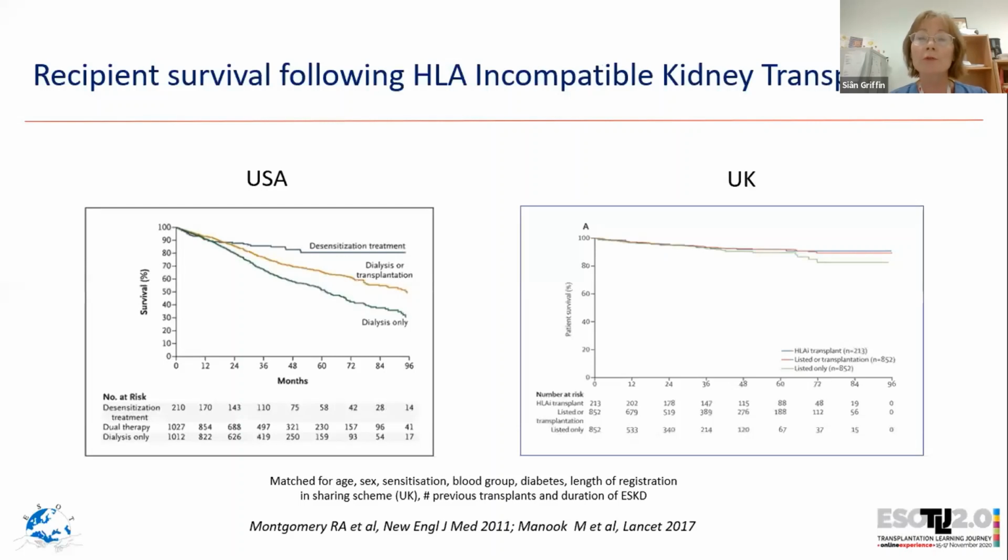However, it may be more important to consider recipient survival, and the data from the US shows a clear advantage for undergoing desensitization to receive a transplant compared to remaining on dialysis, or continuing with dialysis and receiving a compatible transplant at a later date. And although the data from the UK is not as stark, there's clearly not an inferior recipient survival following desensitization. And I think it's also important to note that in both these studies, there was very careful matching for a number of factors between all the groups who were studied.